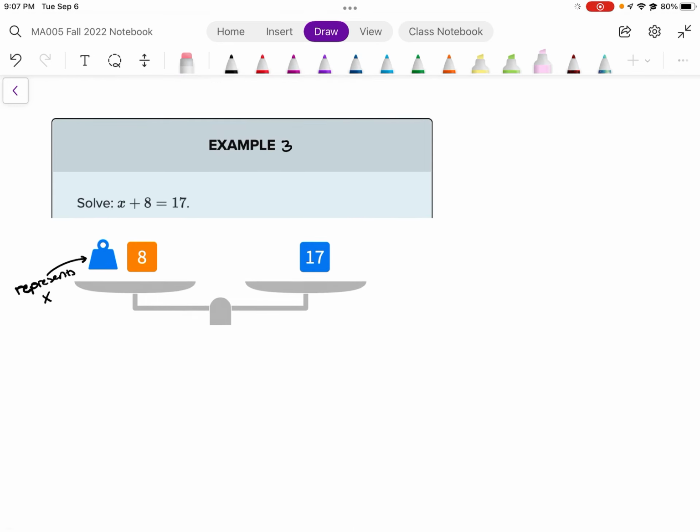I'm showing it to you with a picture, and I'm also going to do it with just the rule. So the idea here is that the blue weight represents x. So x and 8 together, and we can put a plus between them if you think of it that way. Since the scale is even, that means they're equal. So this x right here plus 8 equals 17. So let's write it down: x plus 8 equals 17.